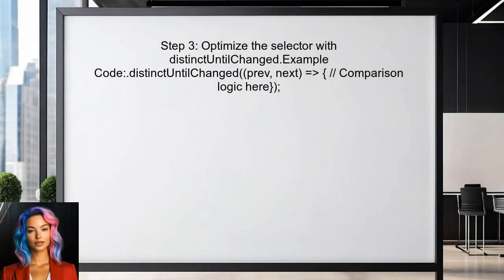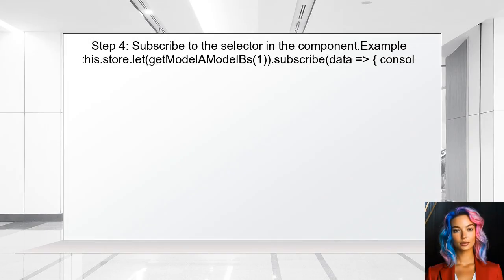After defining the selector, the user should ensure that it only emits new values when the relevant data changes. This can be achieved using the distinctUntilChanged operator. Finally, the user can subscribe to the selector in their component. This will allow them to react to changes in the Model A entities and their related Model B entities.